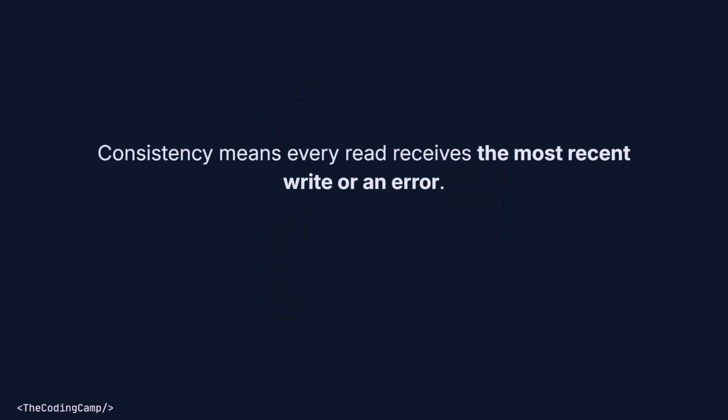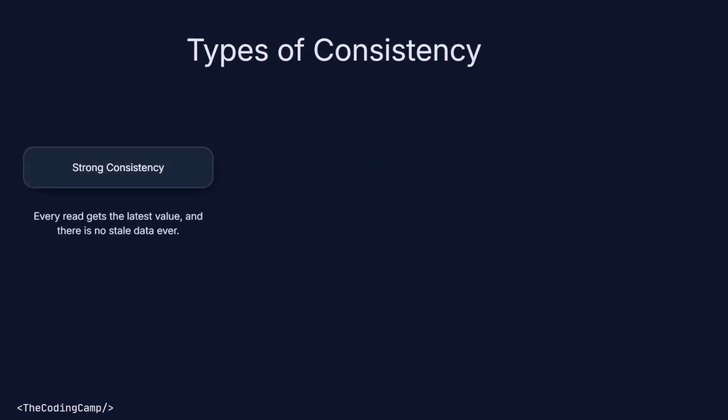Consistency means every read receives the most recent write or an error. In simpler terms, all users see the same data at the same time. There are 3 types of consistency. Strong consistency, which means every read gets the latest value and there's no stale data ever. Some examples are banking and payment systems. The downside of strong consistency is that it's slow and has higher latency.